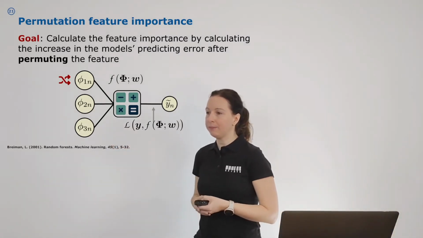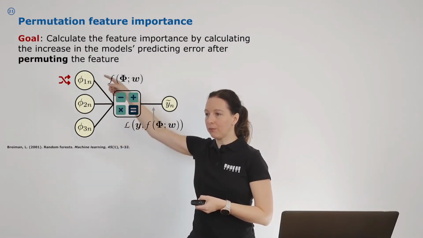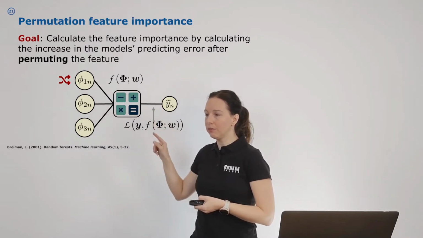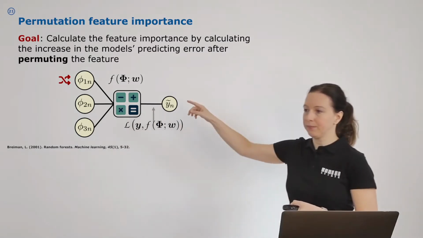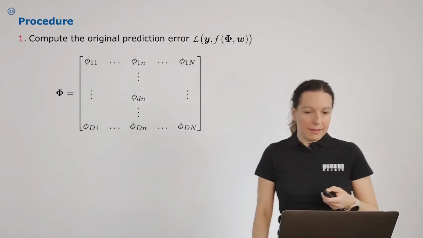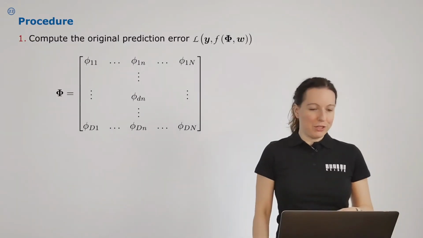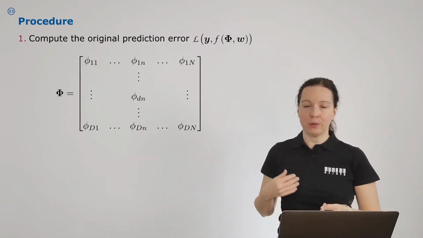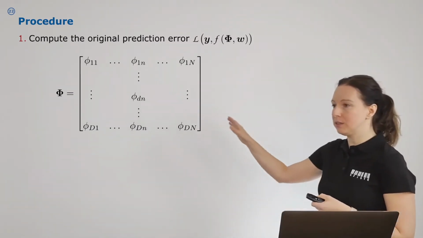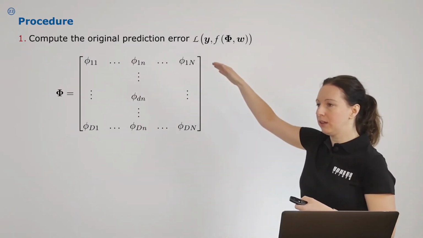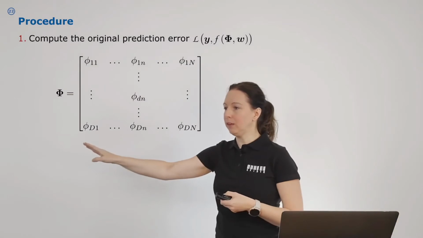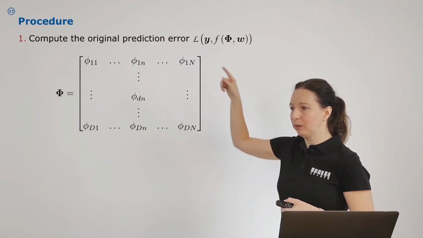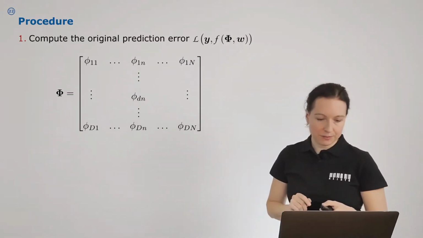What you can see is you have input features, three dimensions. This is the machine learning model, F is the model, you have the loss function, and you have here the output. So let's dive a little bit more into the procedure. First of all, you compute the original prediction error. For this you need your original data matrix. You have the feature dimensions, you have the samples, one row is one sample. These are the single dimensions of the features.